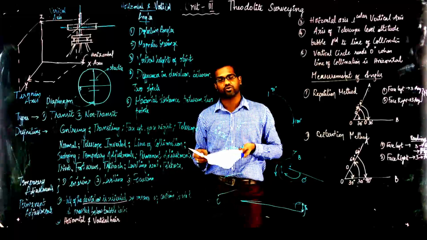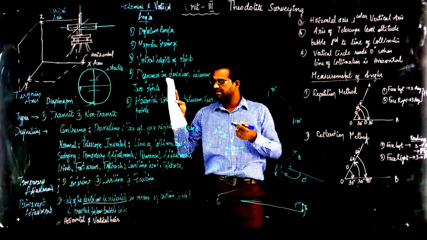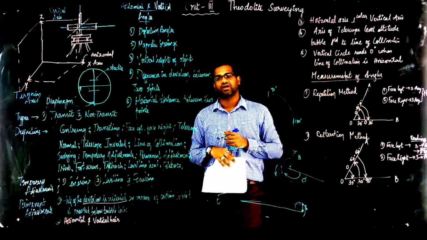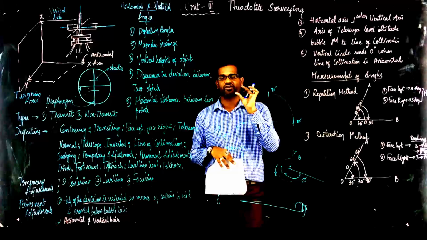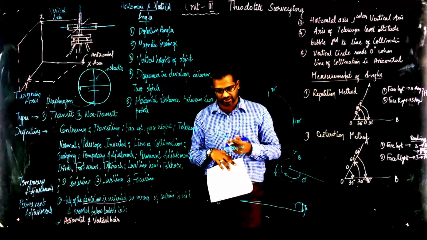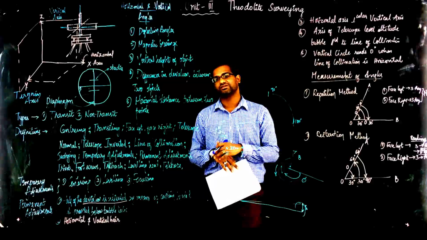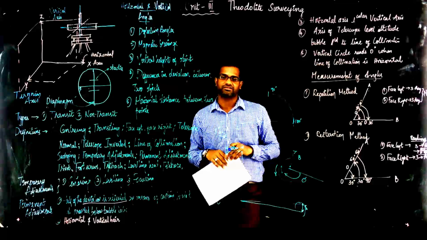So you can notice that you can take a white paper and place it in the telescope or objective, and if you adjust it, the crosshairs should be very much visible. If it is not visible, then you have to give it to the manufacturer for service. So these are the temporary adjustments.